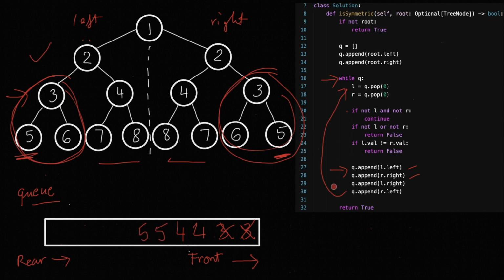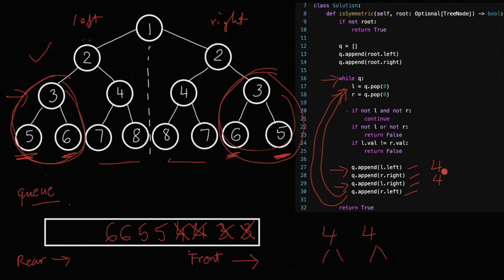Now we're at this line. Left.right means this node 6. Right.left means this node 6. The loop continues one more time. Now let's pop from the front of the queue. What do we have? We have 4, 4. Let's pop them over here. Because none of these are null, we can again skip these 2 conditions. Then we're at this line again. Because they're the same, let's move on. Now our current left is 4 and current right is 4.